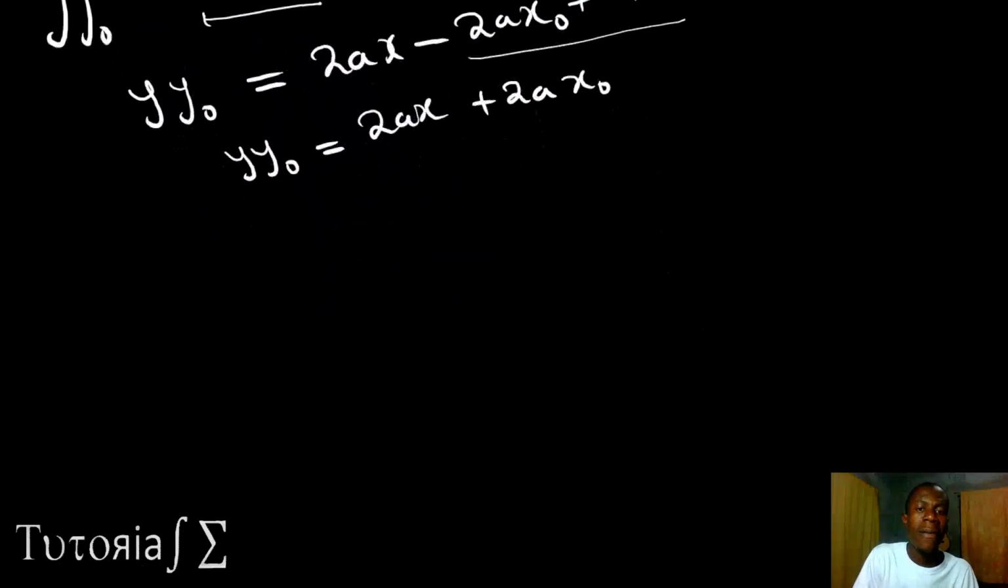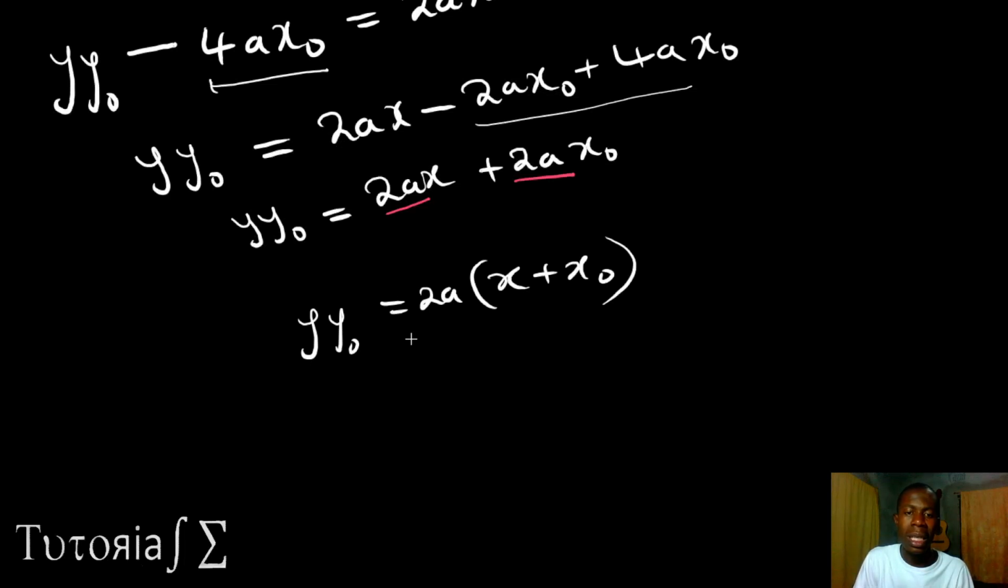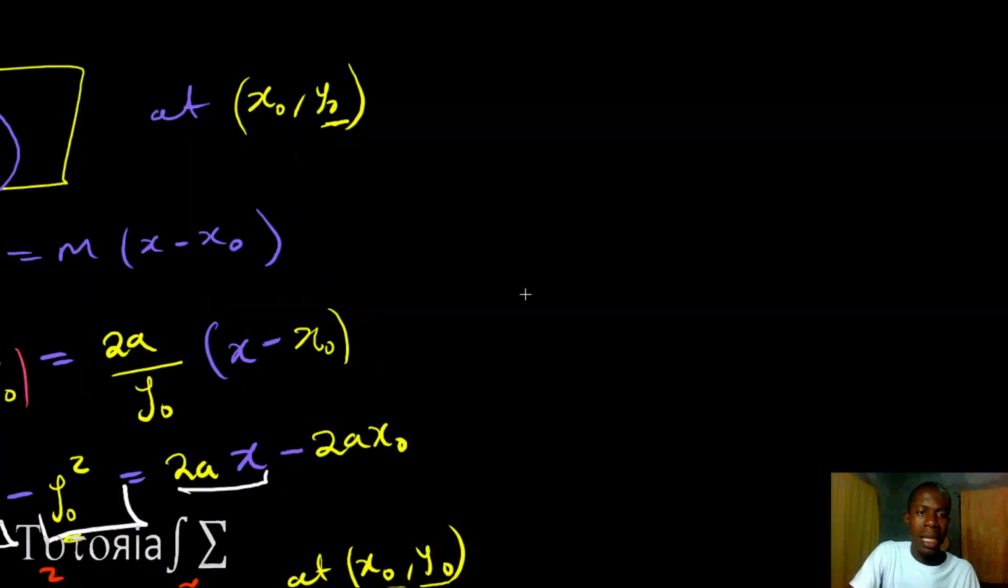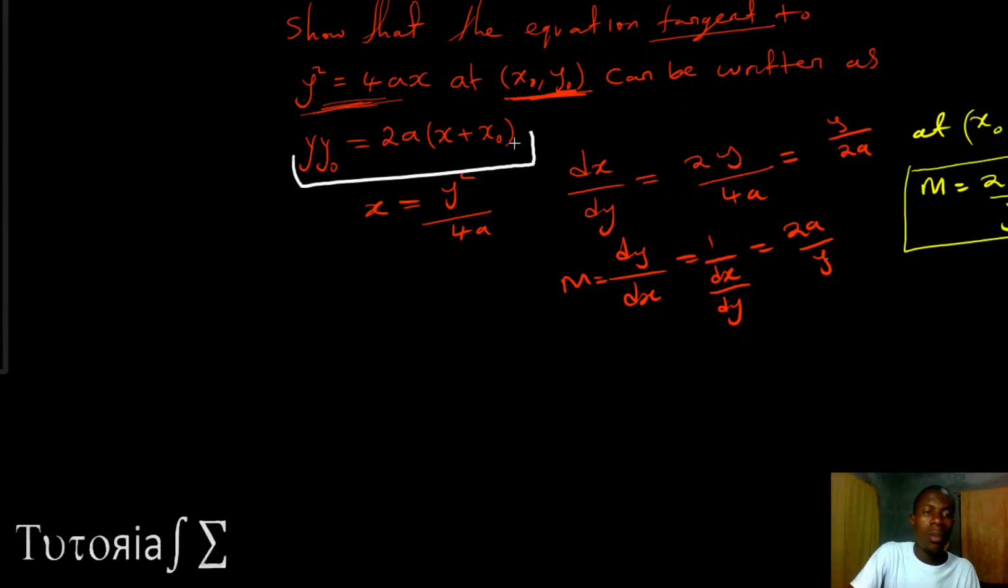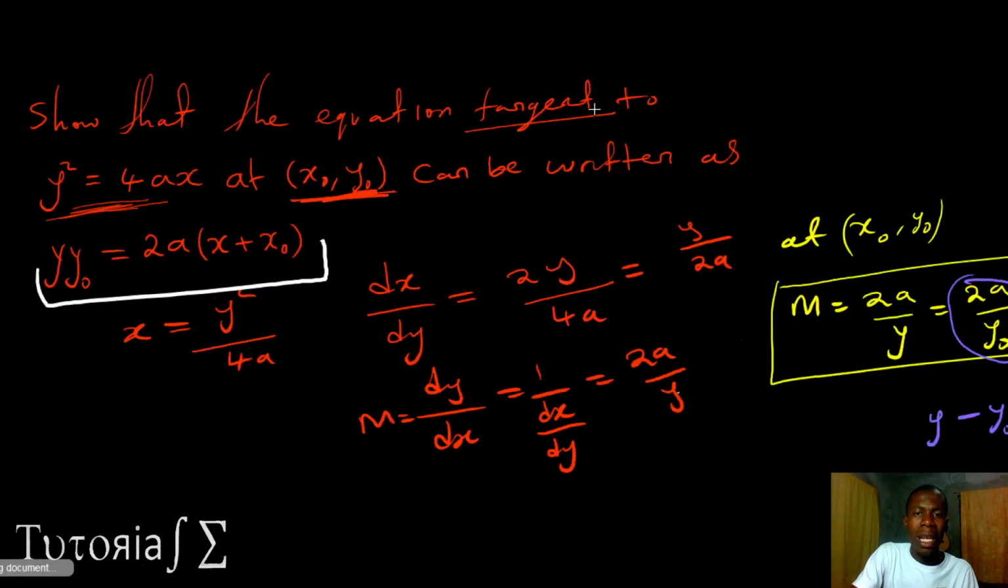Then here we can factor out 2a. So we are going to have y y naught equals 2a outside, x plus x naught. So this is the equation of the tangent as required, because we were told the tangent should be that, which is this right here. So just a quick run through of what we were doing here before I conclude. We were asked to show that the equation of the tangent to this line at this point is given by this right here.